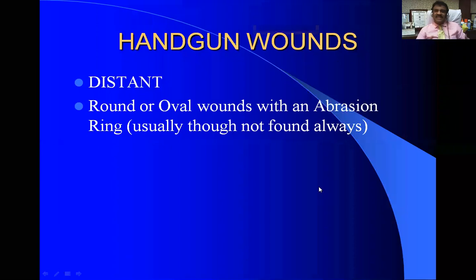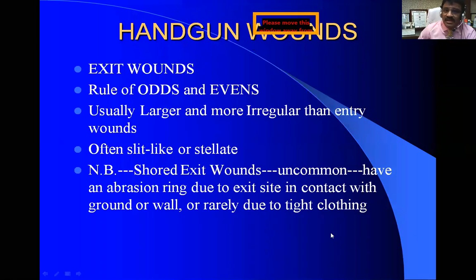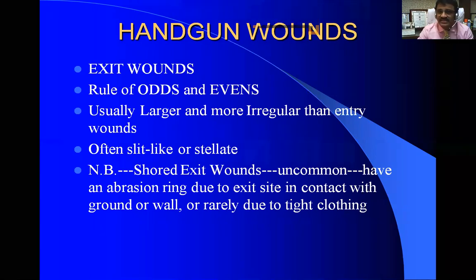Now distant range, quite far away as compared to contact and intermediate range. The wound is round or oval with an abrasion ring, usually, though not found always. Exit wound means when the bullet enters and comes out from the other side, so that becomes an exit wound. So entry wound and exit wound you will find in certain cases depending upon the velocity utilized and the make of handgun used. The rule of odds and evens applies to handguns: exit wounds are usually larger and more irregular than entry wounds. You have to compare between entry wound and exit wound later on in the exam.